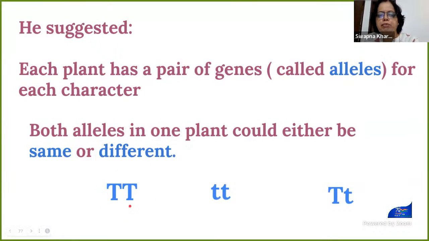If we have the true breeding tall plant, both the genes, or both alleles, will be tall, which we denote by capital T. Then the pure breeding short plant would have both alleles as the short allele, which we denote by small t. So they will have small t and small t. And when we created a hybrid, since one allele came from one parent and the other from the other parent, the hybrid would have one tall allele and one short allele.